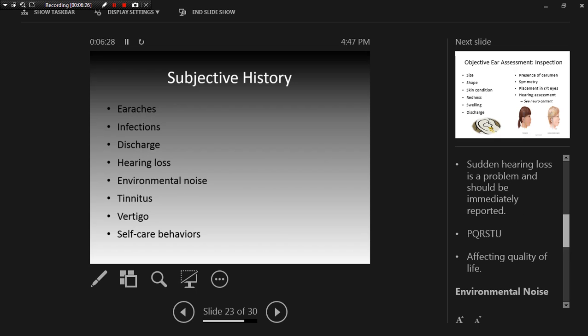Tinnitus, we always associate with kind of ringing in the ears. Tinnitus can sometimes be an early precursor to hearing loss. So in somebody who's got a neural or sensorineural hearing loss, it could be tinnitus. This could be what started it. So that sensation that you hear things ringing.